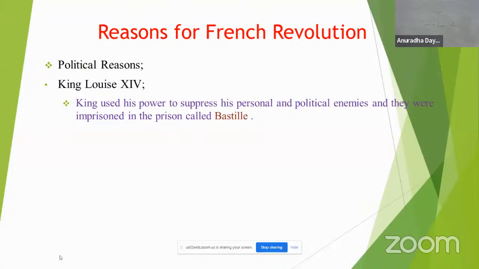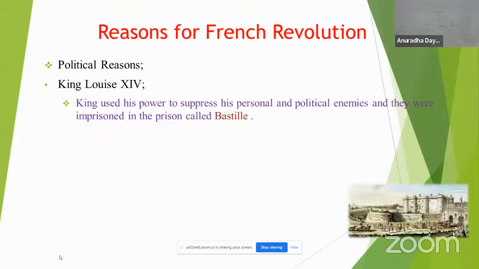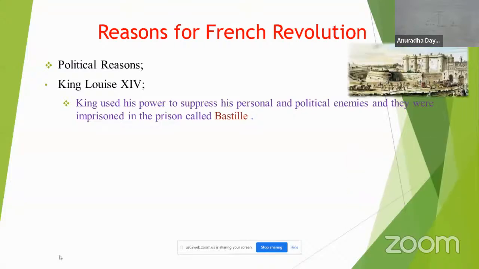So what is the name of the prison that all these political opponents were kept in? Bastille prison. You can see the Bastille prison. There's a picture of Bastille prison here. So people started the struggle by attacking the Bastille prison. That was the first action people did. They came with whatever they could capture, attacked the Bastille prison, and released the political opponents. From there only, the struggle started.